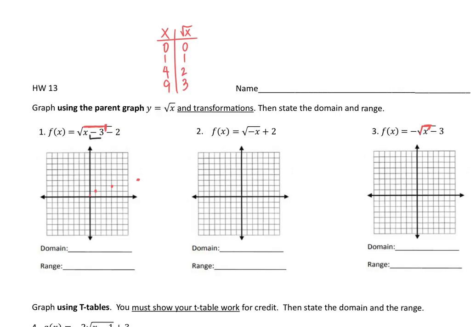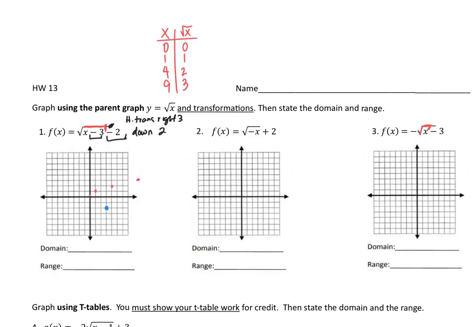We know that if it says -3 inside the function, that's a horizontal translation, right 3. And -2 on the outside, remember I said this isn't part of the radical, is a vertical translation, down 2. So each of my points, I'm going to move right 3, oops, that's not right, that's left, right 3 and down 2.